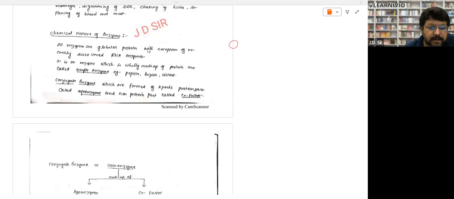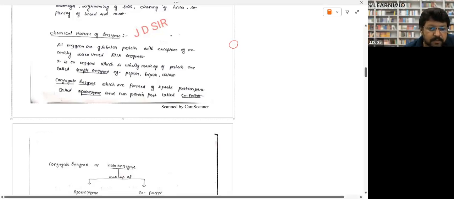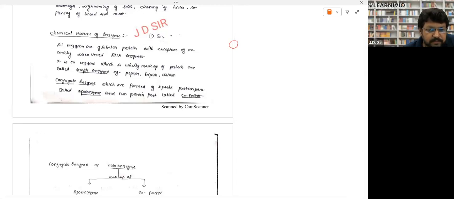Enzymes are of two types. First, simple enzyme, and the second, conjugate enzyme. So simple enzymes are made up of 100% protein.